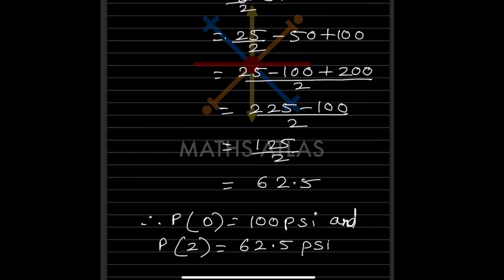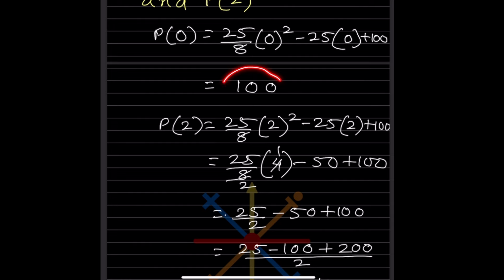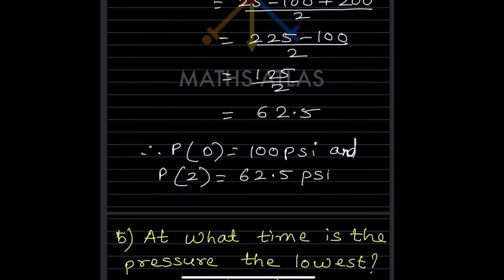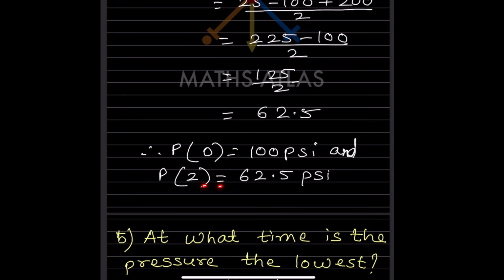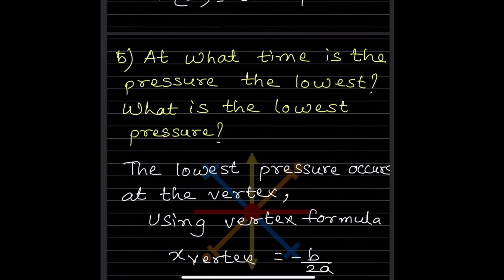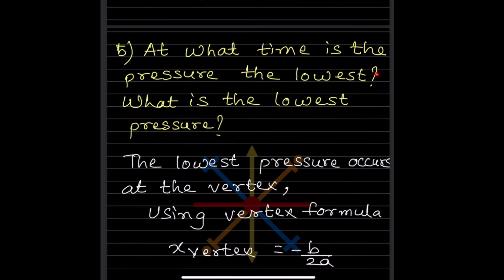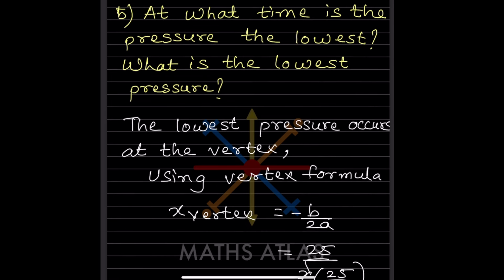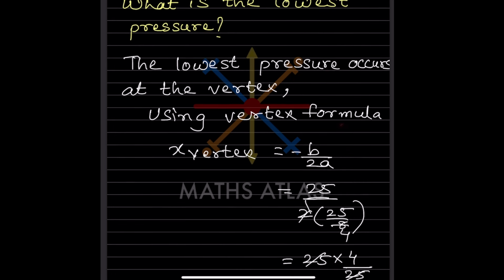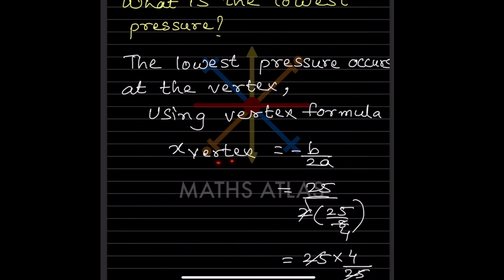So now what is given there? Then we can write that one: P(0) is 100 psi and P(2) is 62.5 psi. Hope you got this one. So in the same problem, they have asked at what time is the pressure the lowest and what is the lowest pressure. The lowest pressure occurs at the vertex. So using the vertex formula, the x of the vertex is −b/2a.